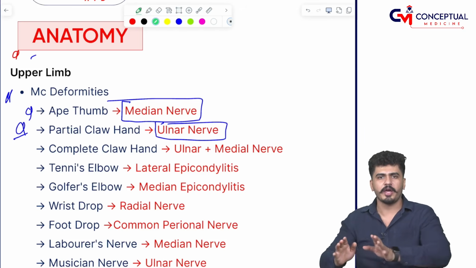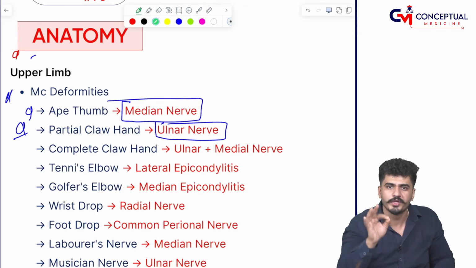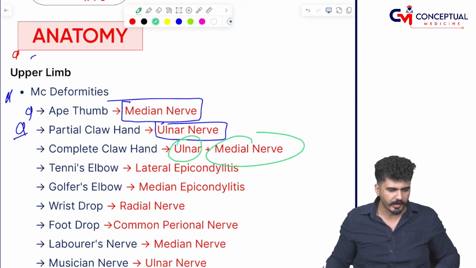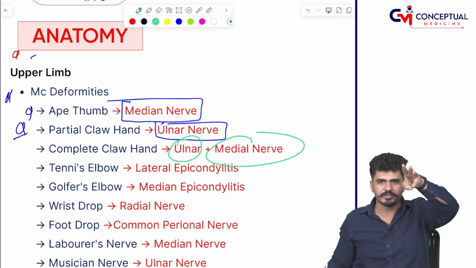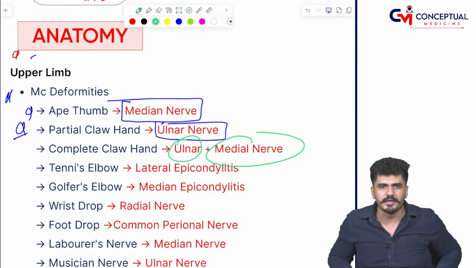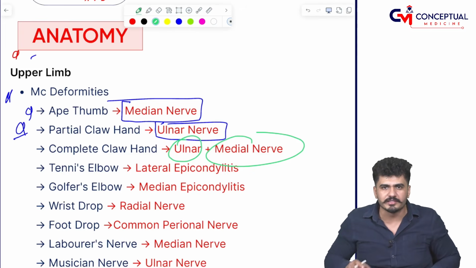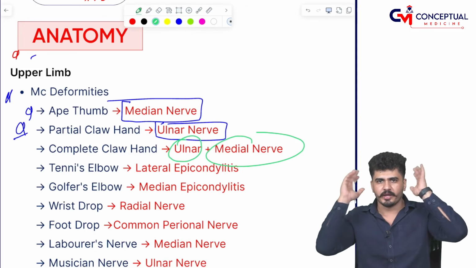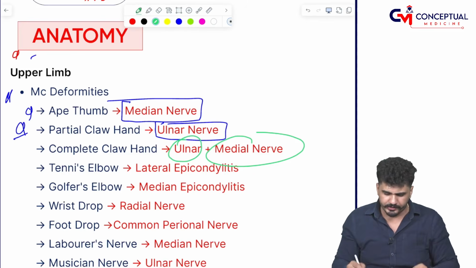And in complete claw hand, if the examiner asks you which two nerves are involved, your answer will be the ulnar and the median nerve. So far so good. Three questions we have covered. Ape thumb is because of the median nerve. Partial claw hand, your answer will be ulnar nerve. Complete claw hand, your answer will be ulnar plus median nerve. Fit it in your brain and continue with me.